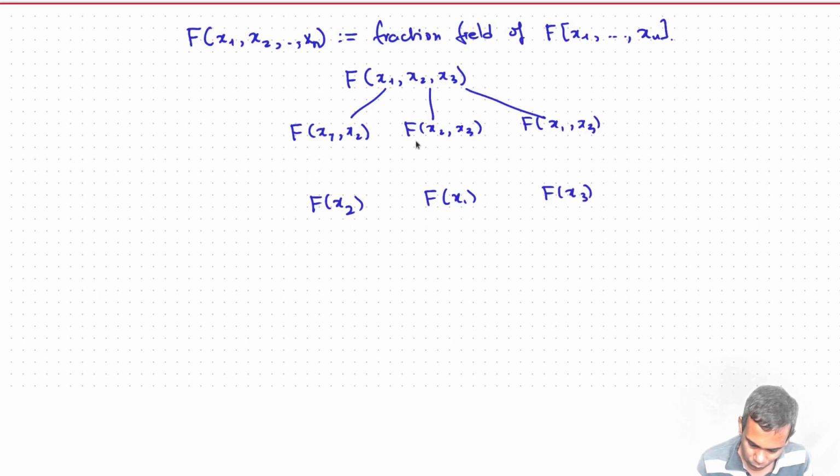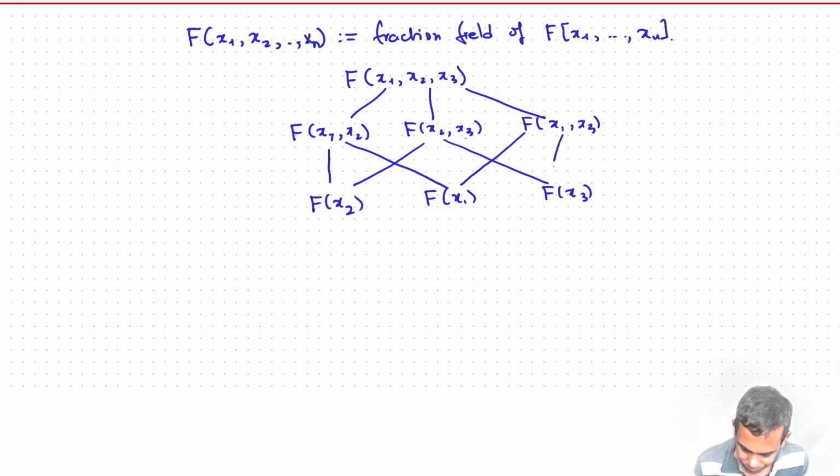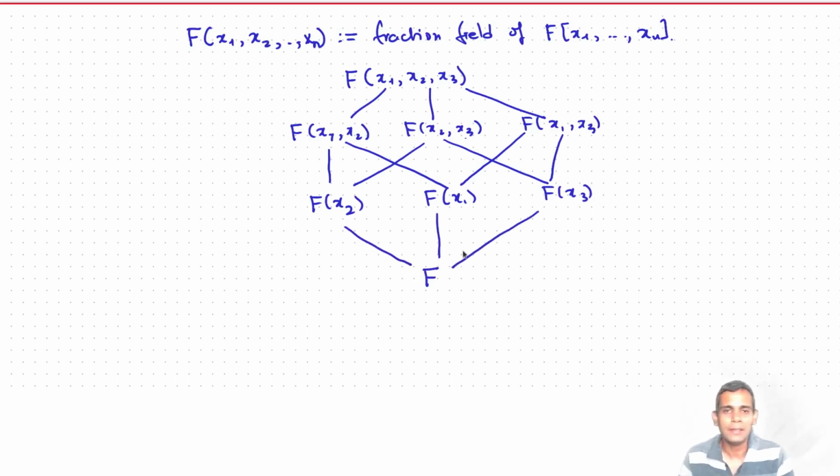Now F(x2) is contained in F(x1, x2) and F(x2, x3). F(x1) is contained in F(x1, x2) and F(x1, x3), and then finally we have F at the bottom. So this kind of diagram shows the relationship between several fields at the same time. Here we have 8 fields, and this diagram tells you which ones are extensions of which ones. So this shows you the power of the notation that I introduced last time for field extensions.